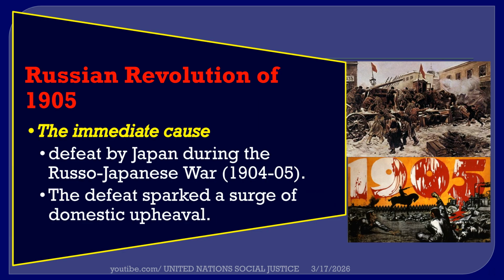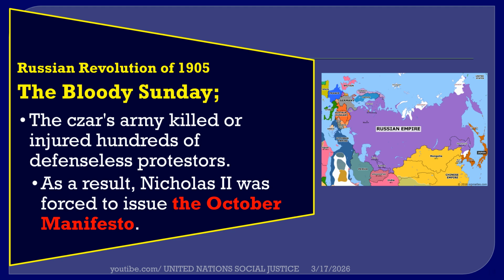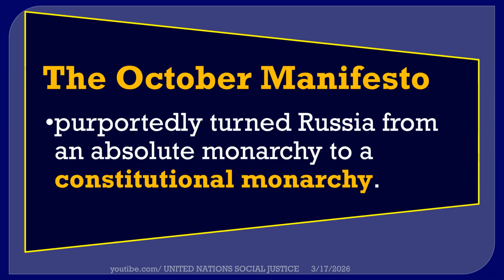The Russian Revolution of 1905 had an immediate cause: the defeat by Japan during the Russo-Japanese War of 1904 to 1905, which sparked a surge of domestic upheaval. The Bloody Sunday, a massacre of peaceful demonstrators in St. Petersburg, marked the beginning of the violent phase of the Russian Revolution of 1905. During Bloody Sunday, the Tsar's army killed or injured hundreds of defenseless protesters. This forced Nicholas II to issue the October Manifesto. The October Manifesto purportedly transformed Russia from an absolute monarchy to a constitutional monarchy.